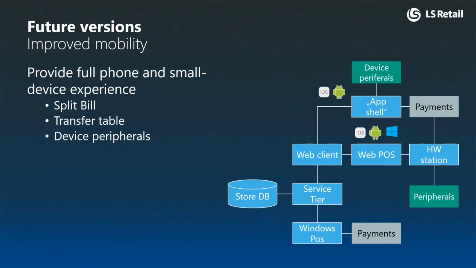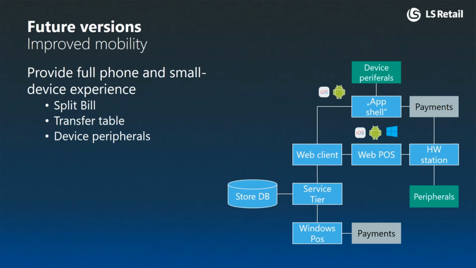In the current version, it is possible to run the Web POS on small devices for some processes like order taking at the table and for simple payments. There are some limitations for these devices when the screen is smaller than 7 inches, mainly for the split bill, as mentioned before, and the table transfers. But we are working on a full phone and small device experience for our customers to support this.